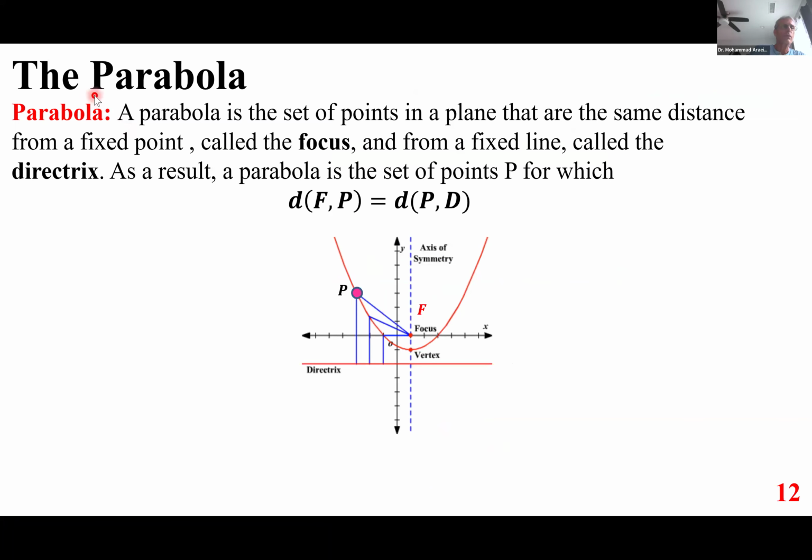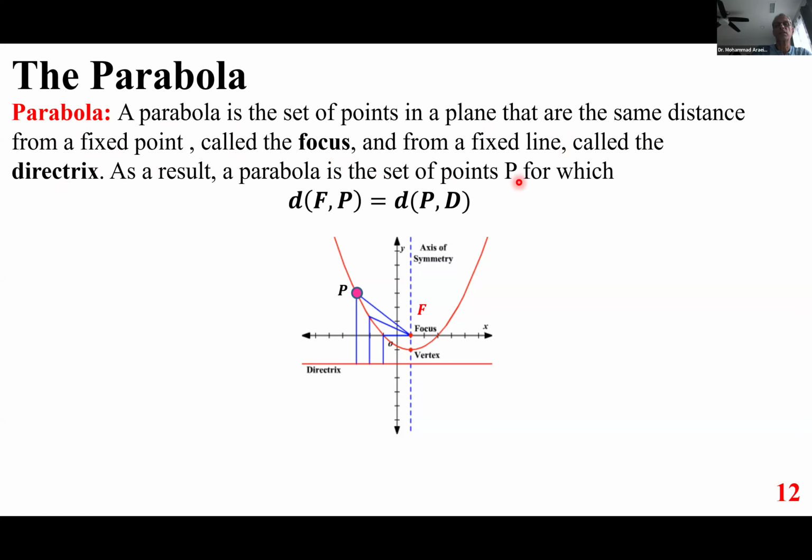And now we want to look at the parabola. So we've looked at other analytic geometry graphs. The graphs are circles, ellipses, hyperbolas, and now the parabola. A parabola has a specific definition. A parabola is a set of points in a plane that are the same distance from a fixed point, called the focus, and from a fixed line called the directrix.